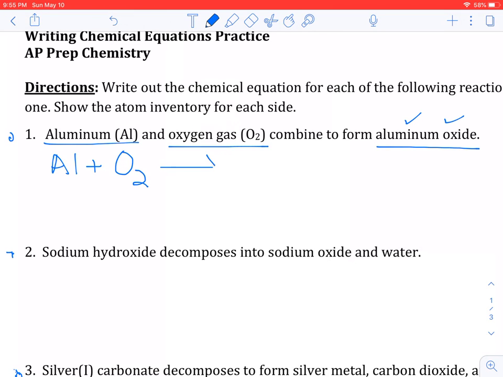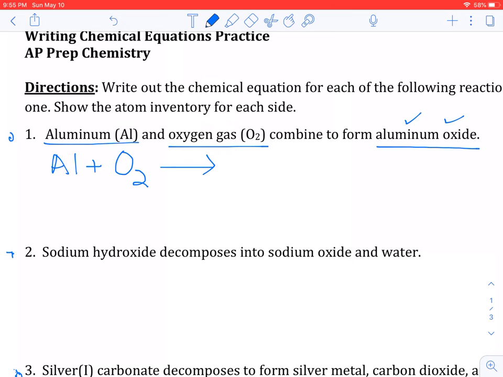So aluminum and oxygen gas combine to form, so this is telling me I'm going to have a product now, aluminum oxide. So aluminum is the Al, the oxide is the O. Since I have a metal and a nonmetal, this is an ionic compound. And another clue to that also is that there's no prefixes in front of aluminum or in front of oxide either. So those are two ways that I know this is an ionic compound.